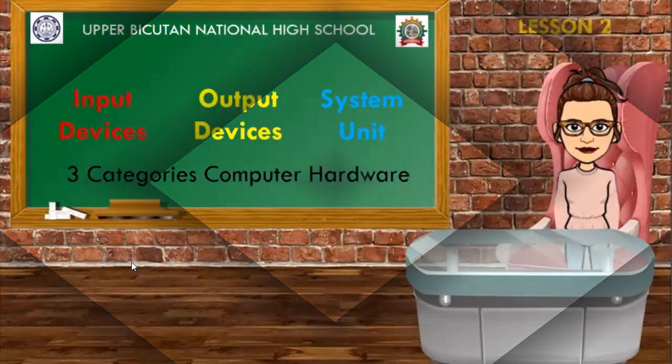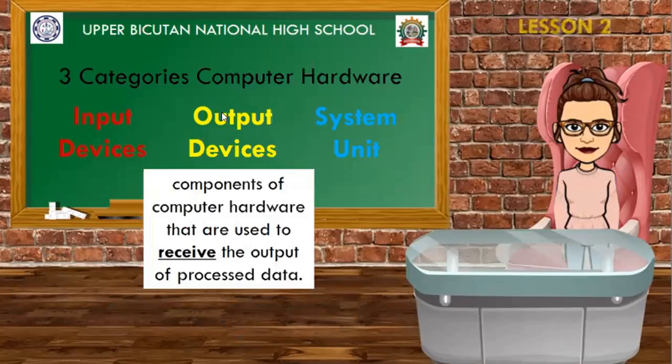So the next category is the output devices. When we say output devices, these are components of computer hardware that are used to receive the output of processed data. So please take note of the underlined word receive, which means that the output device is any piece of computer hardware that displays the result after the computer has processed the input data that has been entered. So the output could be a picture displayed on the screen, printed documents, or a song played in your computer speaker. Again, output devices is the second category of computer hardware. So take note of the word receive.